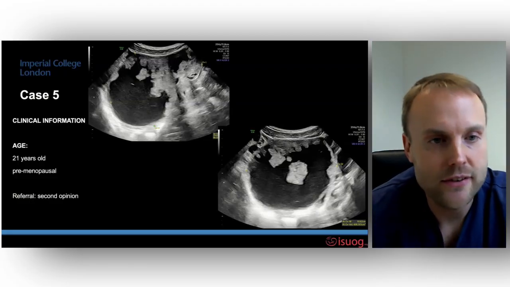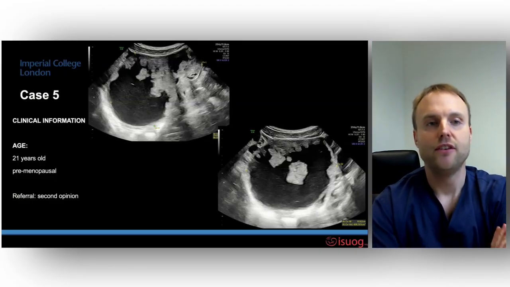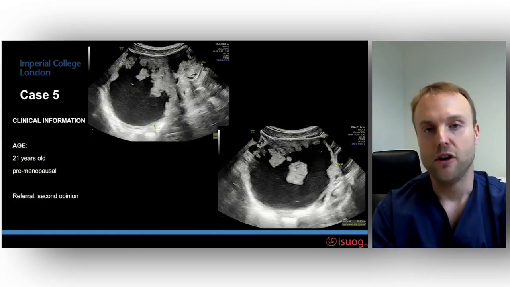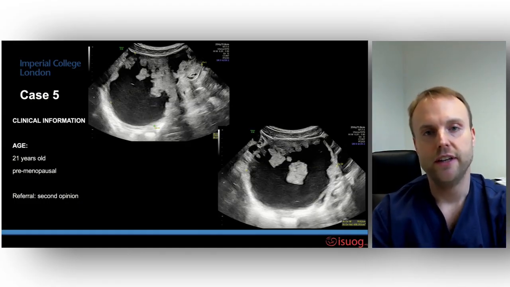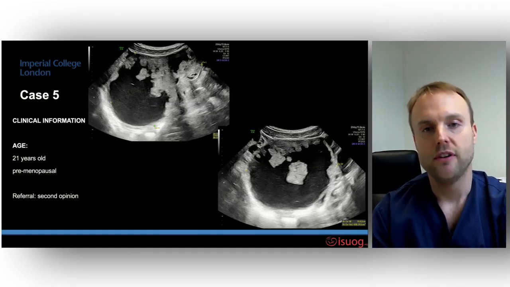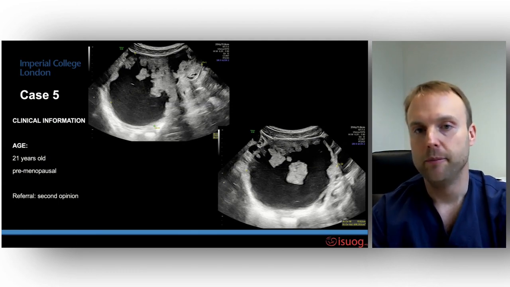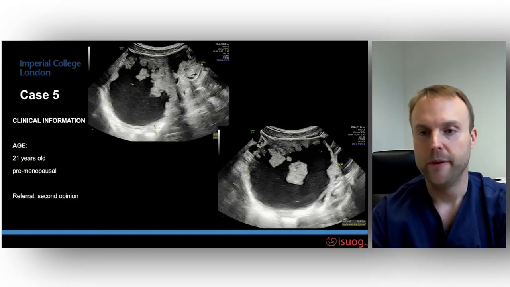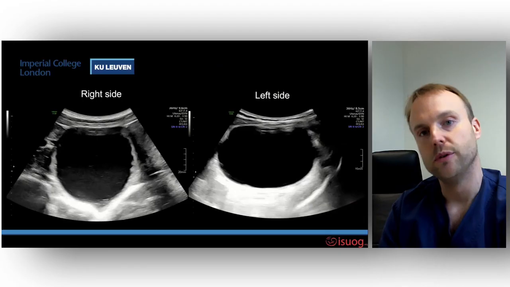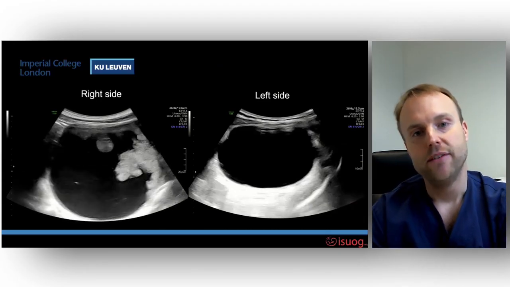The last case for this case discussion is also a young patient. She's 21 years of age, obviously premenopausal, and she was referred because of bilateral cystic masses. You can see here the pictures of the ovaries. So we have large tumors, on the right side and the left side.